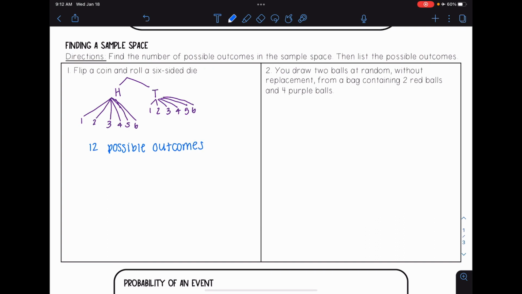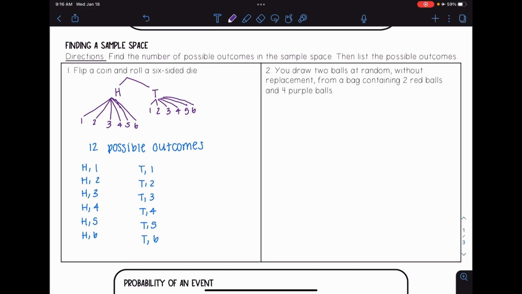Then it asks us to list them out. And so I'm just going to again use H for heads, T for tails, and that means I can have H1, H2, H3, H4, H5, H6. And then if I flip tails instead, I could have the possibilities of tails and 1, tails 2, tails 3, tails 4, tails 5, and tails 6. Now let's look at one more.